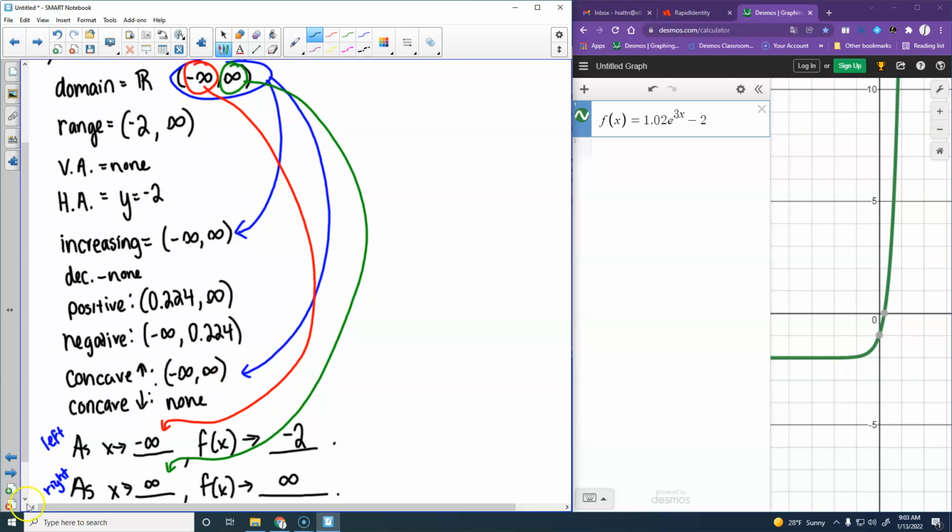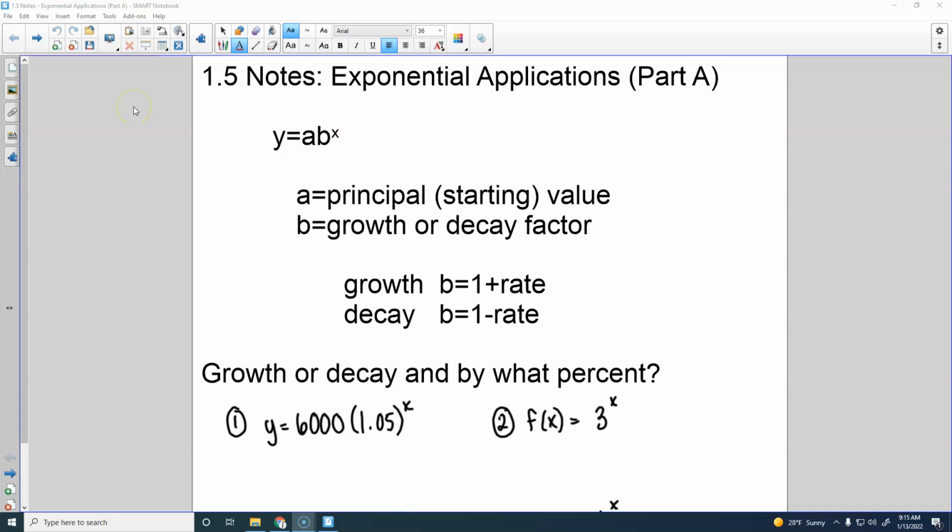The first type of problem that we're going to look at is going to be just your basic exponential growth formula, which is y equals a times b to the x power. So a is your principal or your starting value, so whatever you start with, and b is your growth or decay factor.